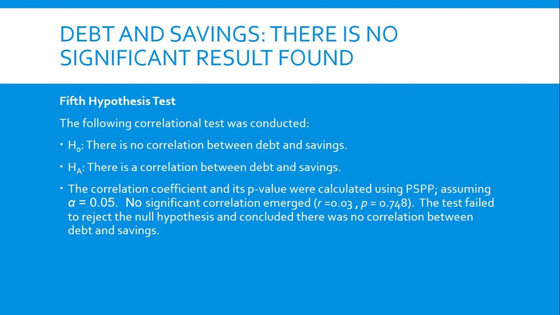Our fifth hypothesis test was between the variables debt and savings. In these results, the R value was 0.03 and the p-value was 0.748. The test failed to reject the null hypothesis and concluded that there was no correlation between debt and savings.